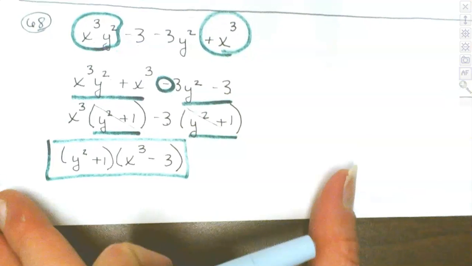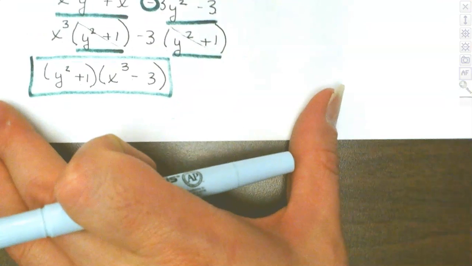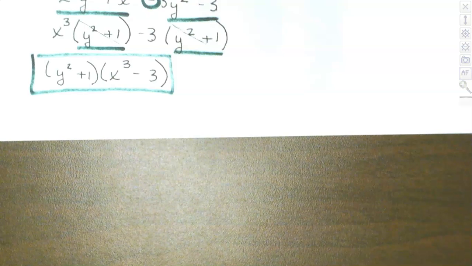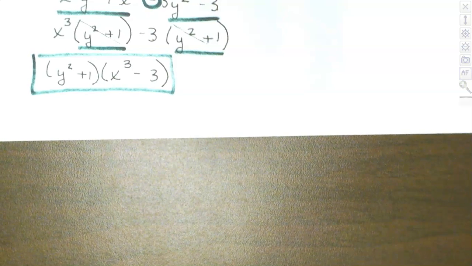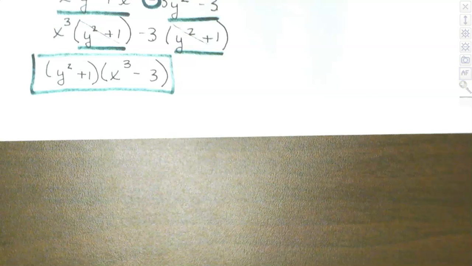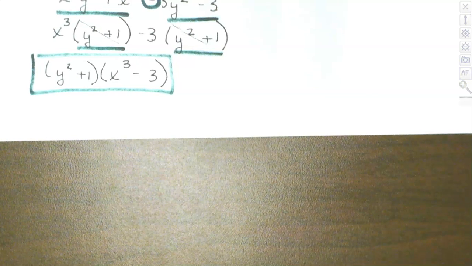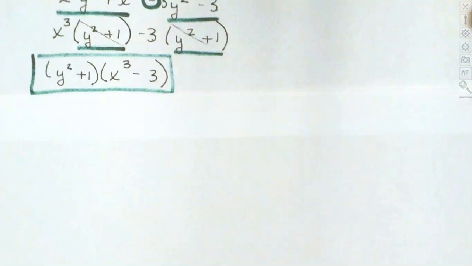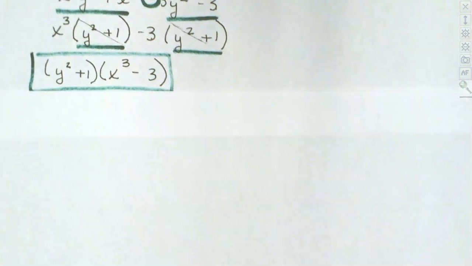Factoring is just kind of a puzzle, figuring out how the pieces can go together. You may have to rewrite them in a slightly different order, rearrange things to make it work. Let's try another one. How about 72?